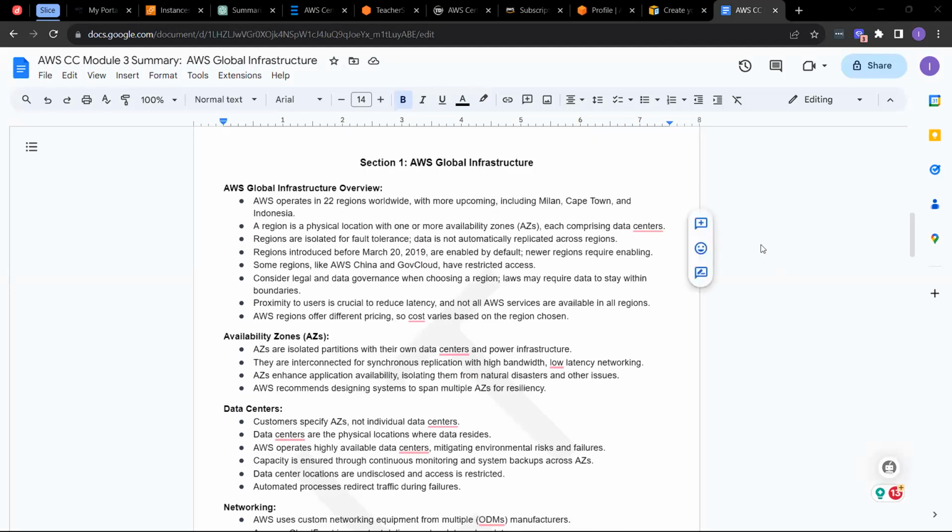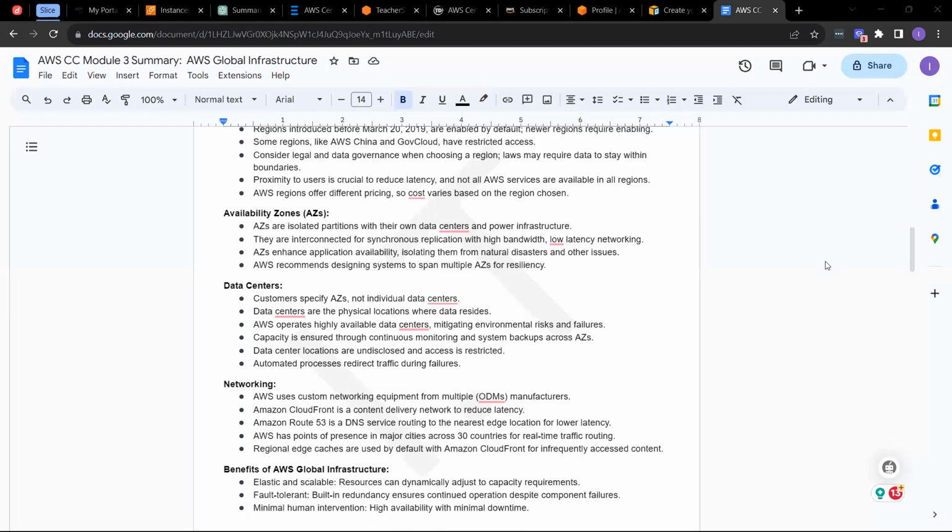When you are choosing a region, you have to look at proximity, which is very crucial to reduce latency. You might also want to consider the data governance of your country or the region you are choosing. And prices differ and vary according to the region you choose. I've explained availability zones, and one of the pillars of having multiple availability zone deployment is high availability and reliability. So you might want to do a multi-AZ deployment, making sure you are deploying your system across multiple AZs. It also prevents a single point of failure.